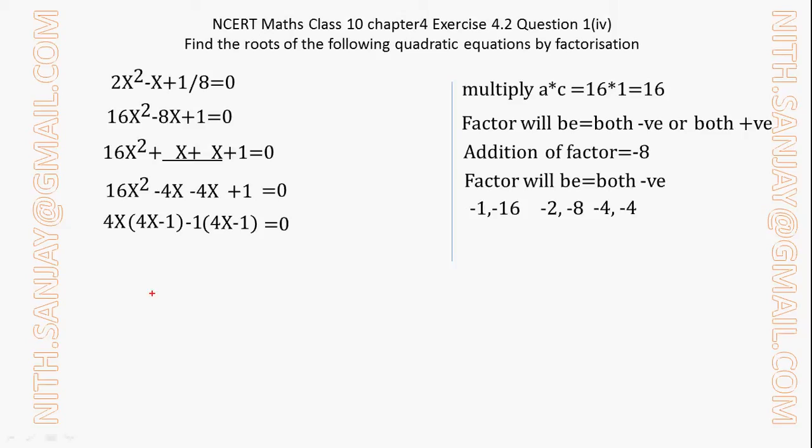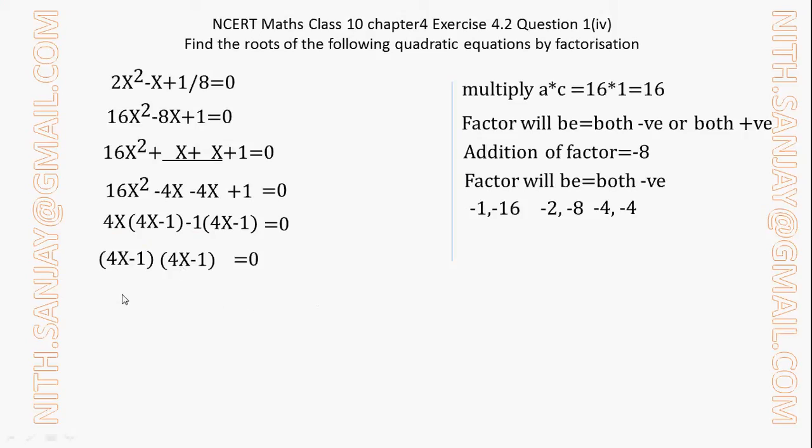Now I will take 4x minus 1 common from this whole equation. So when I take 4x minus 1 common, I am left with 4x minus 1 inside. I have taken 4x minus 1 common and written it here, and what I am left with, this 4x and this minus 1, I have written here. Of course this has to be equal to 0.